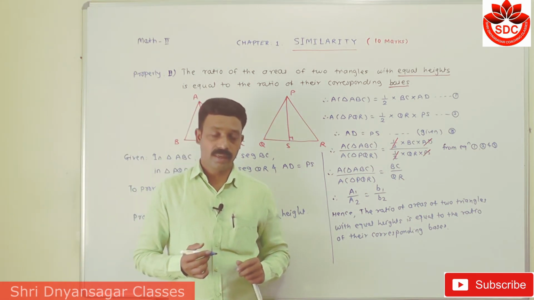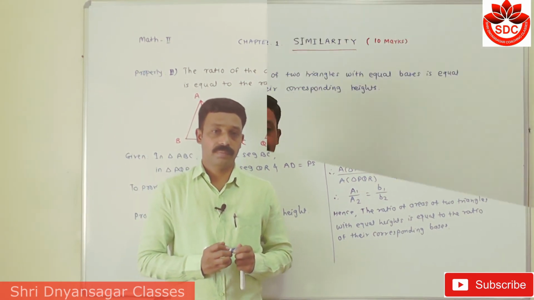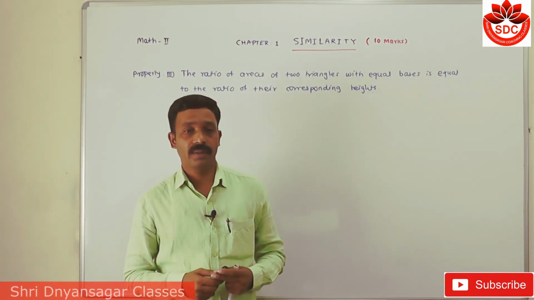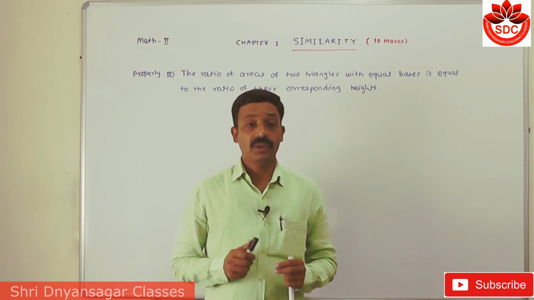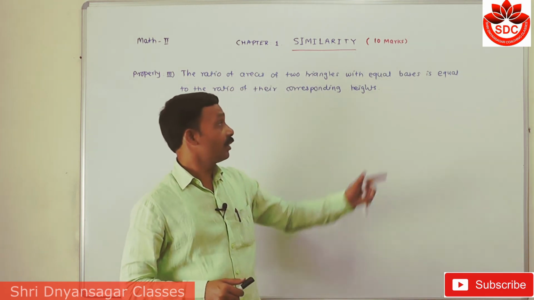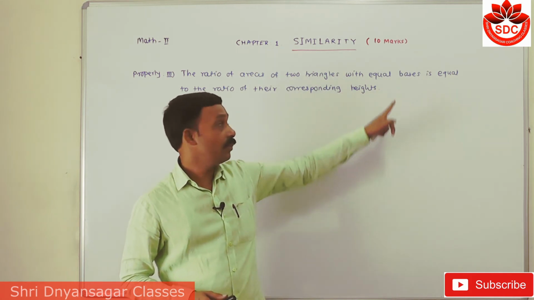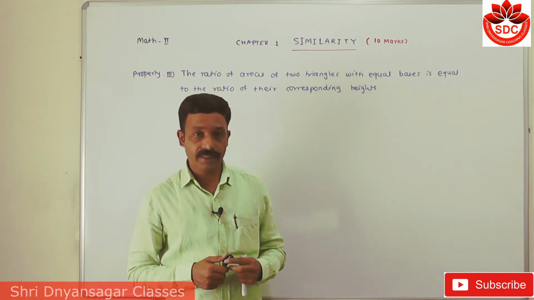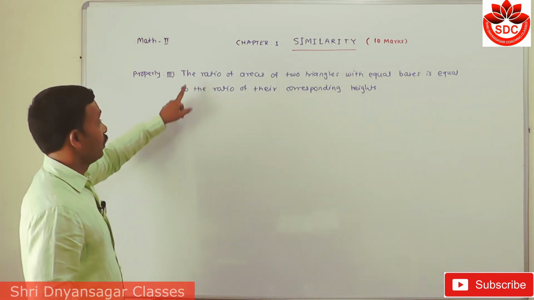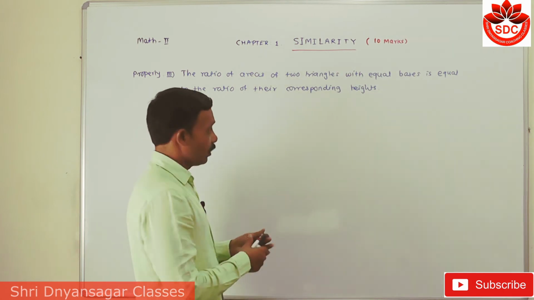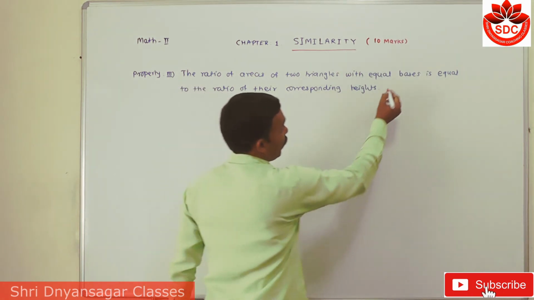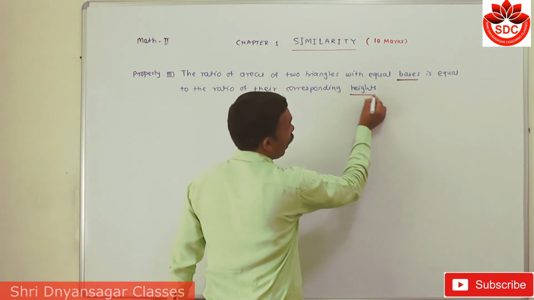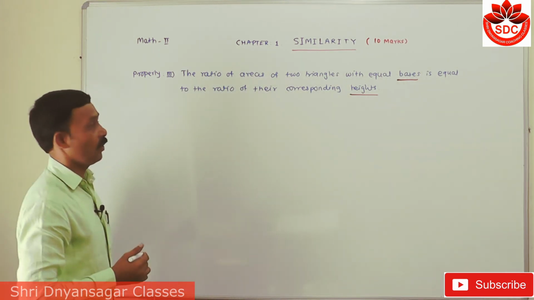We discuss the next property, the third. Let's take the third property, which is also an important one. The property is that the ratio of areas of two triangles with equal bases, look here, with equal bases, is equal to the ratio of their corresponding heights. Again I repeat: the ratio of areas of two triangles with equal bases is equal to the ratio of their corresponding heights. Look at equal bases and corresponding heights.